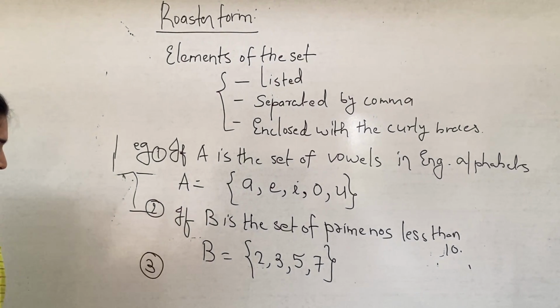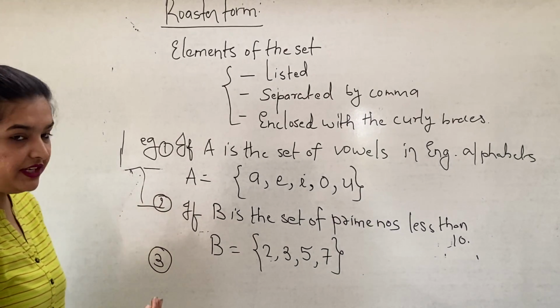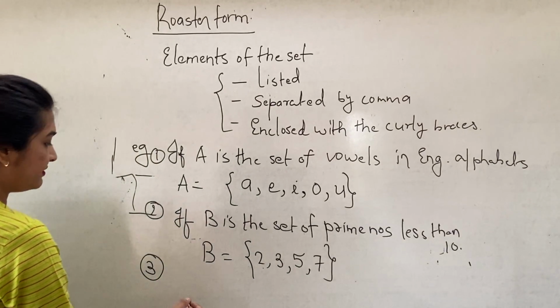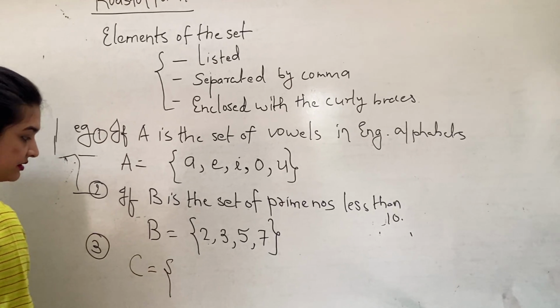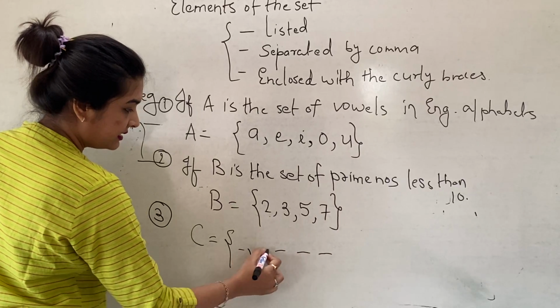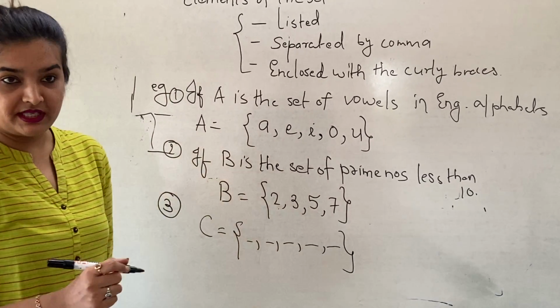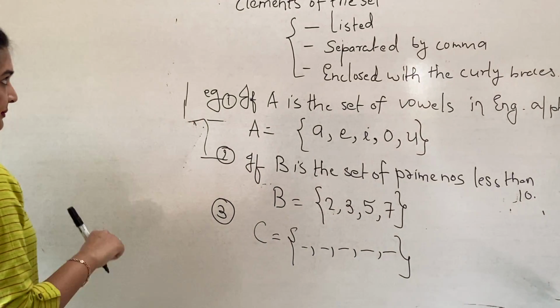Third example, 5 rivers of India, collection of 5 rivers of India. If I say C is the set of the rivers of India, then I can write name of the 5 rivers separated by comma and enclosed with the curly braces. This is the roster form of set.